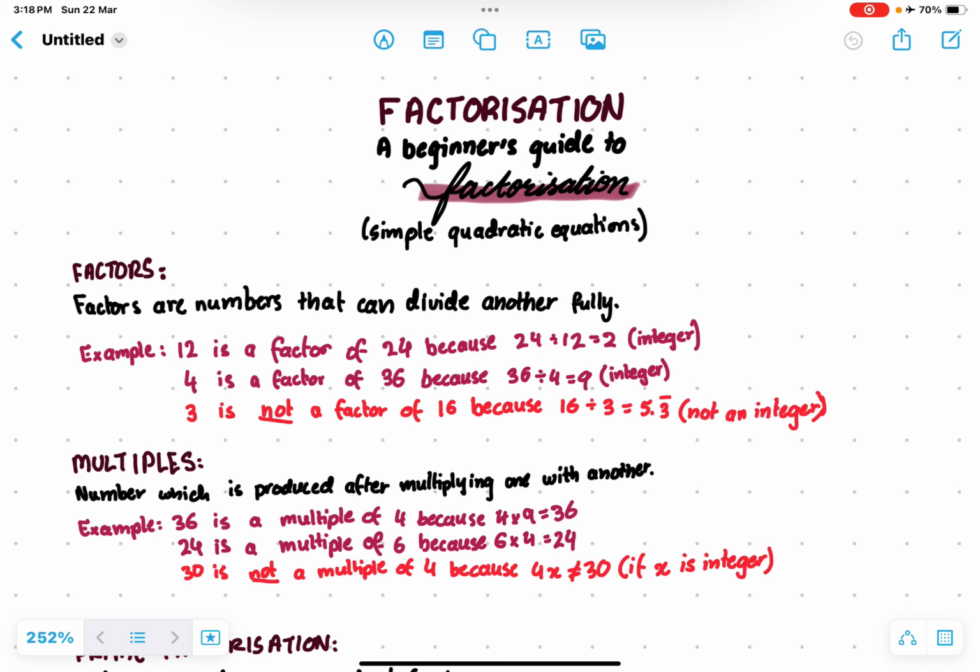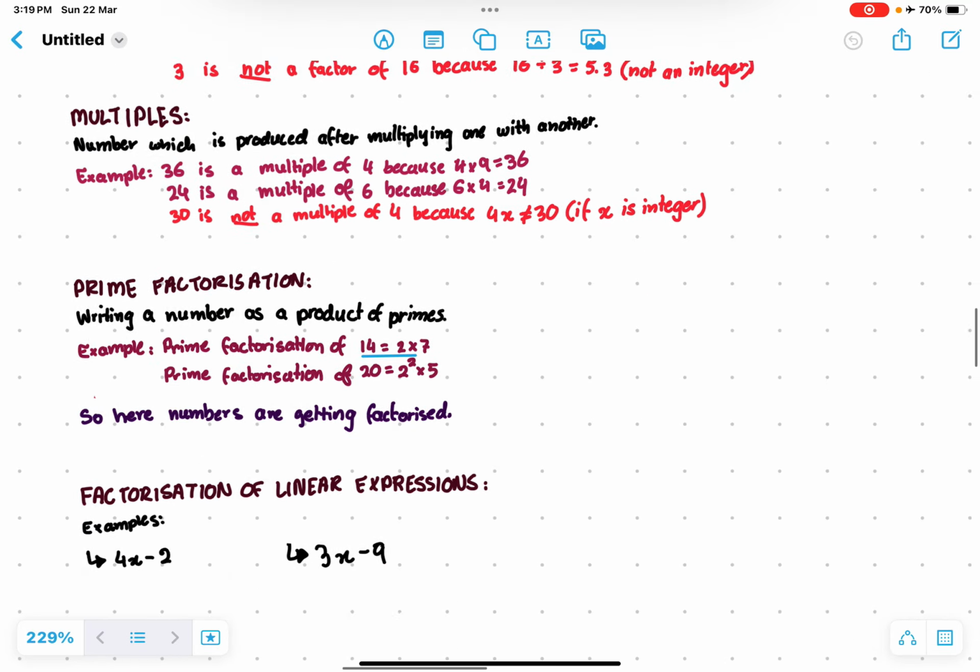Other than that, for this series, for this tutorial, you do not need to know anything much. It is from the beginner's point of view, so if you don't know what factors are, what multiples are, don't worry, we're gonna go over it. So in this video, we're going to be going over factors and multiples, and that's all for this video. And then in the next video, we're gonna look at prime factorization.